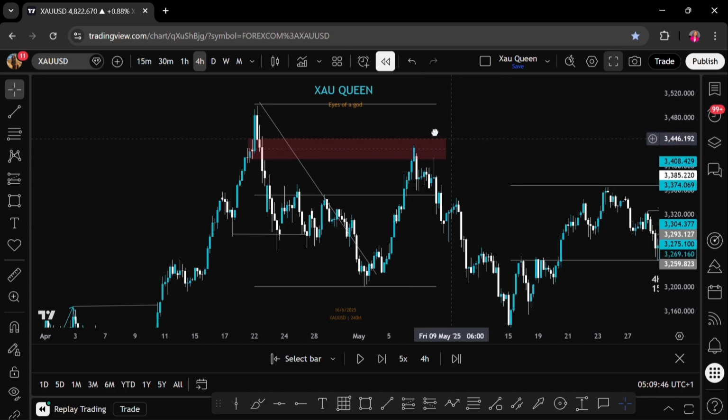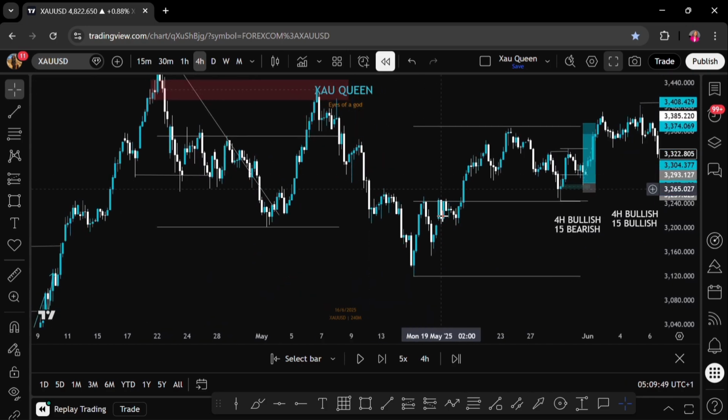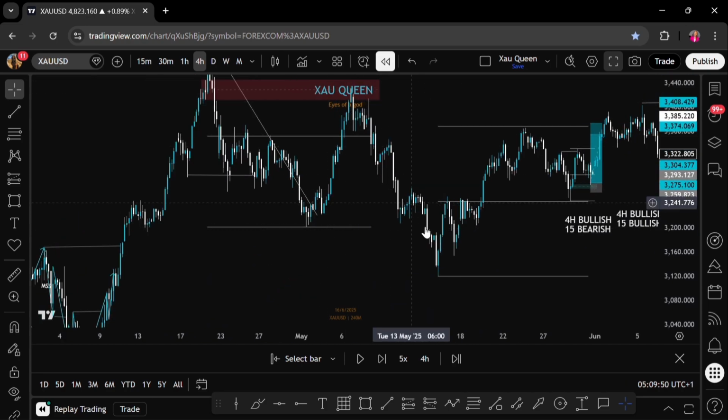a sell scenario. But after price still comes back to this range discount, I don't see any need for it to sell. Remember, the higher the time frame, the more powerful it is, meaning that the monthly time frame is stronger than the weekly time frame. The weekly time frame is stronger than the daily time frame. The daily time frame is stronger than the 4 hours time frame.